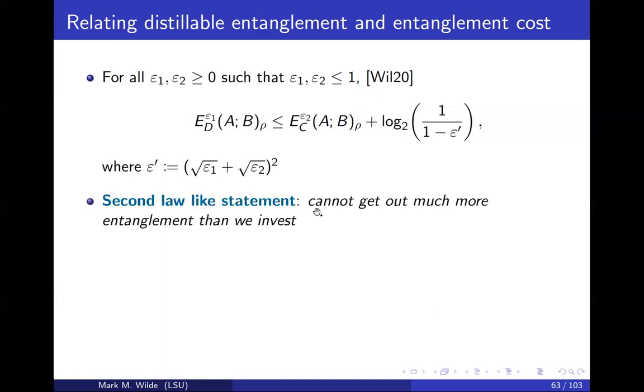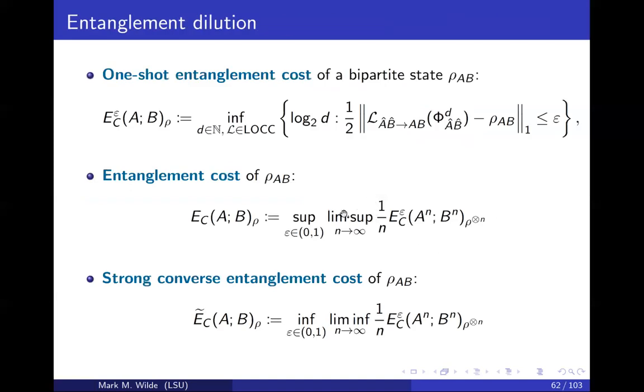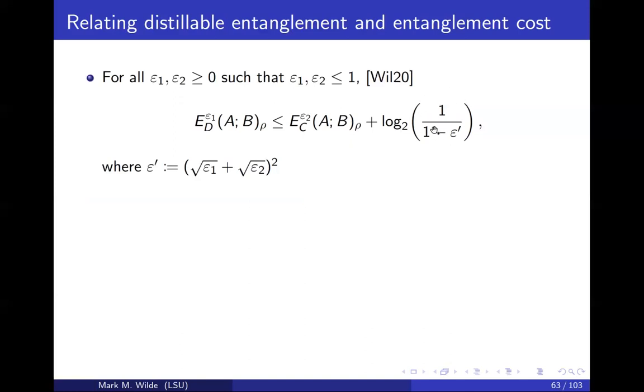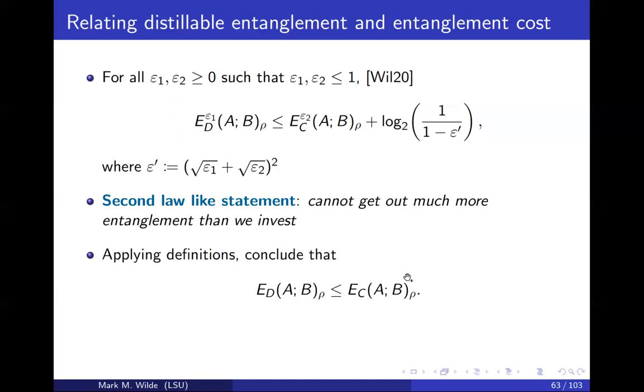Right, exactly. So it's like a second law-like statement. You cannot get out much more entanglement than we invest. And then if you want to go to the asymptotic case, we can apply these definitions from the previous slide. We can divide by n and take limits, and then this term will just go to 0, and these other ones will converge to the asymptotic entanglement cost and the asymptotic distillable entanglement.